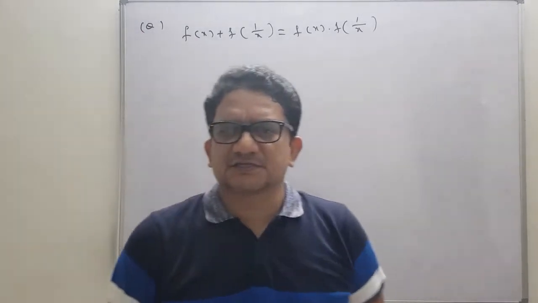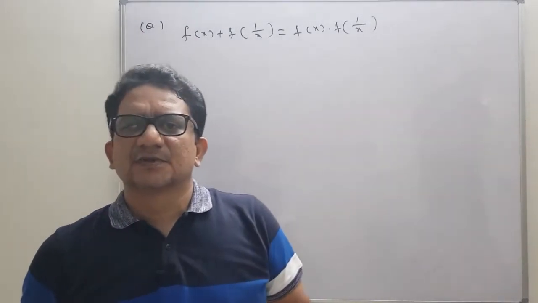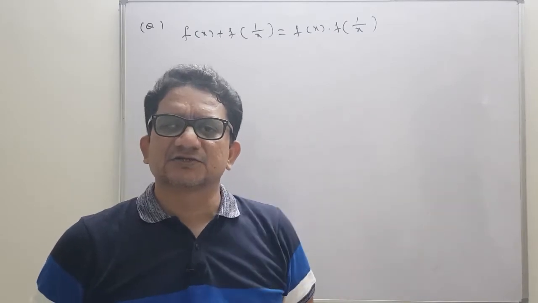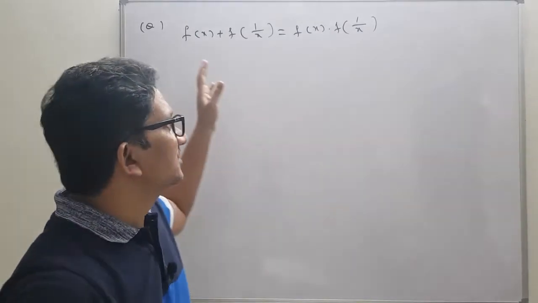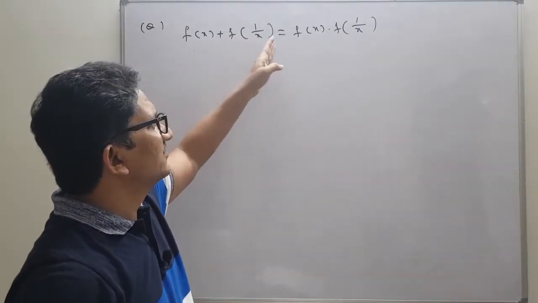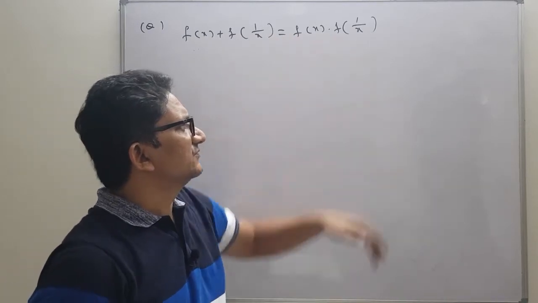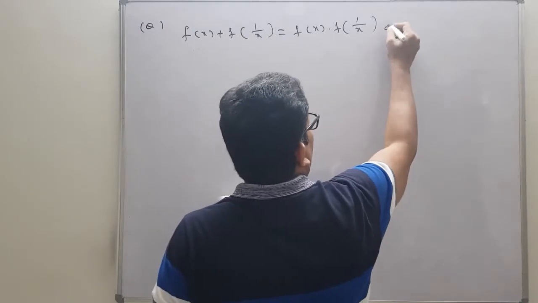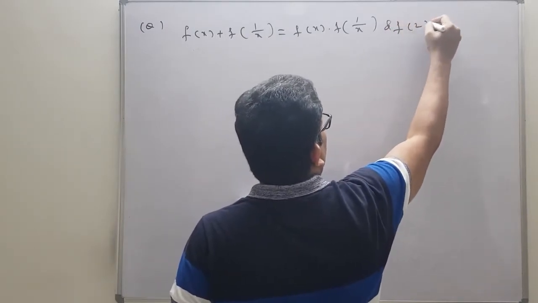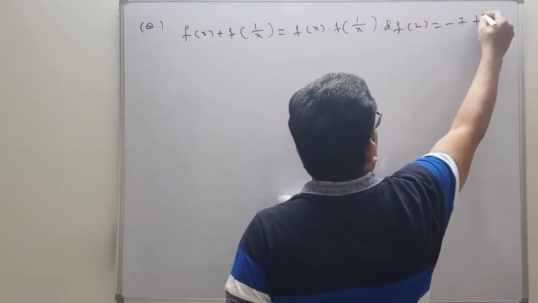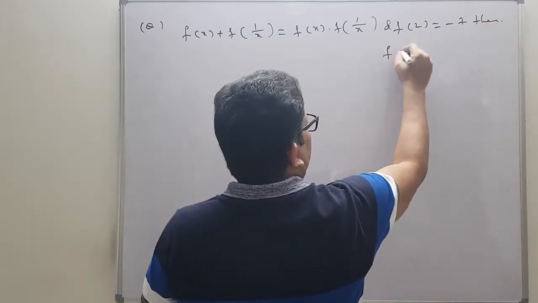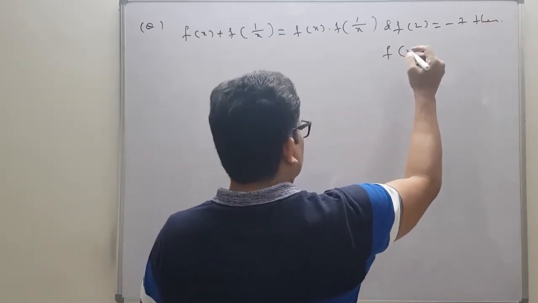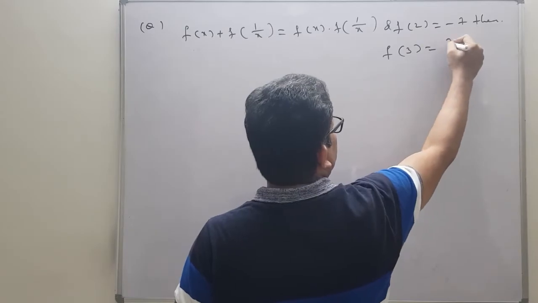If f of x is a polynomial in x, x greater than 0, satisfying the equation f of x plus f of 1 by x equals f of x into f of 1 by x, and f of 2 equals minus 7, then f of 3 equals how much?